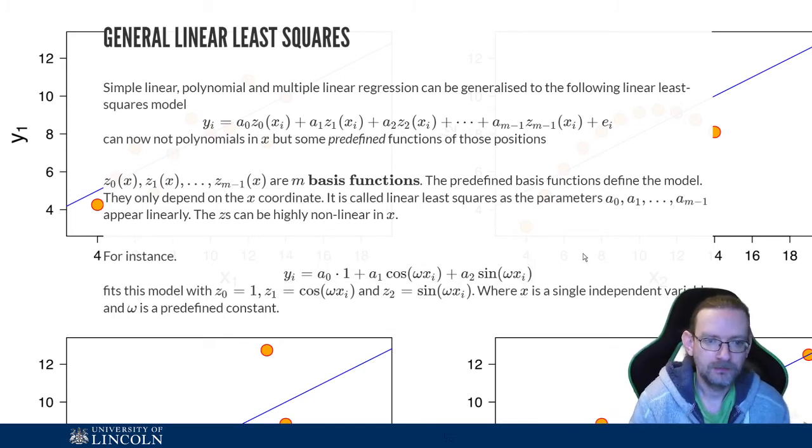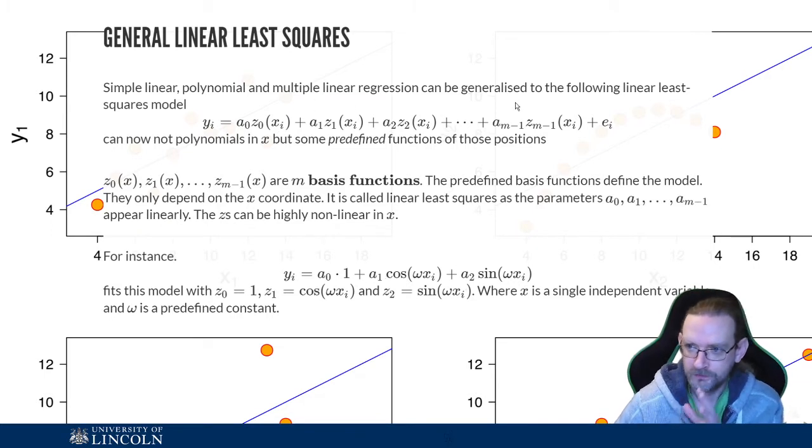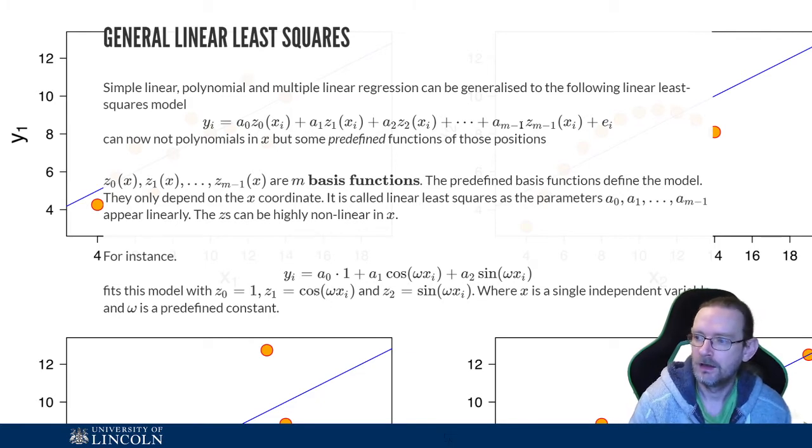How will we go about actually taking a bunch of data and then deciding what the best values of a0, a1 and a2, or in general a0 up to a(m-1), are going to be?